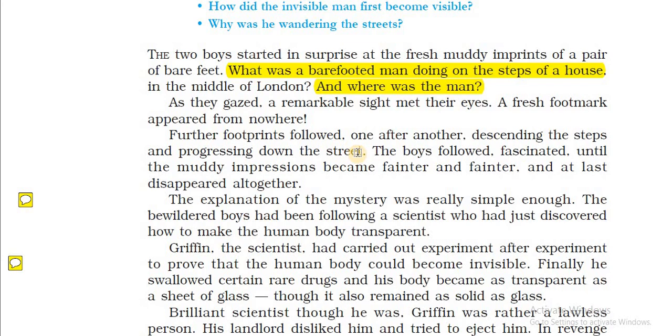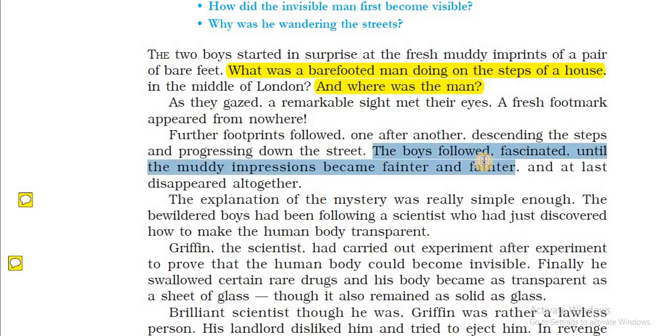Further footprints followed, one after another, descending the steps and progressing down the street. That means the footprints were going towards the street. But there was no person visible to these two boys. Only the footprints were visible.